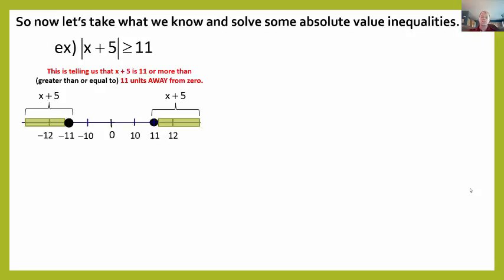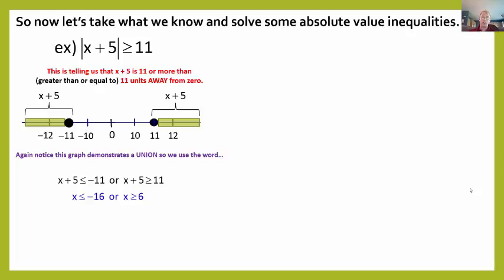So that means x plus 5 can start at -11, but it's got to go more than 11 units away from 0, so that has to go to the left. And it has to start at +11, but again, it has to go away from 0 to the right. Notice those distances with greater than are going away from each other. This demonstrates a union. So when I represent each of these as an inequality, I'm going to have x plus 5 is less than or equal to -11, to the left of -11, or x plus 5 is greater than or equal to +11.